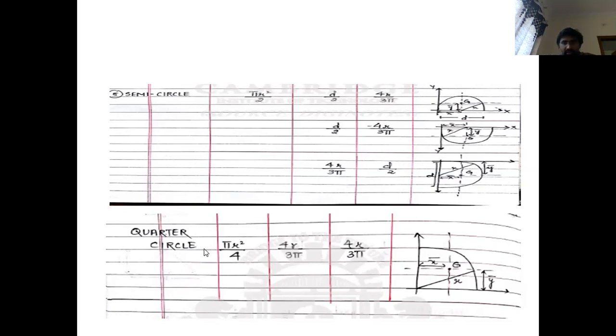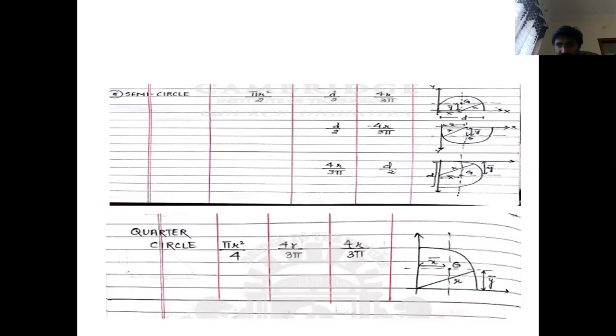And again the quarter circle. Quarter circle means one-fourth of a circle. Here this one-fourth circle, again I am keeping it in the first quadrant. Here you will not get any of the symmetrical axes. So that's why your x bar distance, if you move from here to here, will be 4r by 3 pi, and similarly your y bar will be plus 4r by 3 pi. So your CG distance will be 4r by 3 pi and 4r by 3 pi.